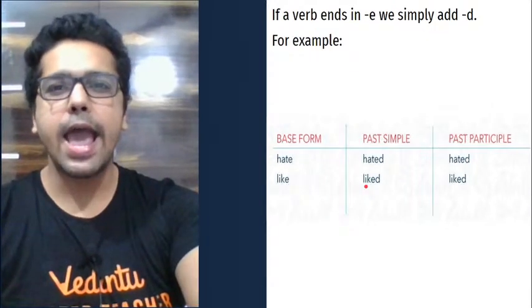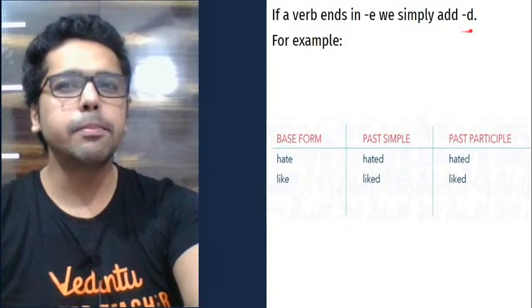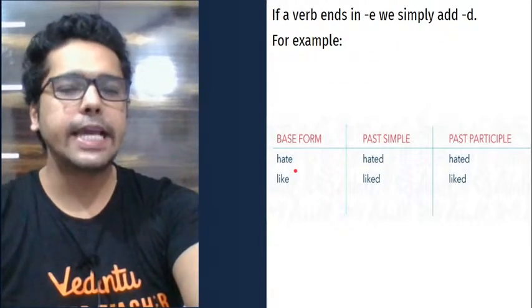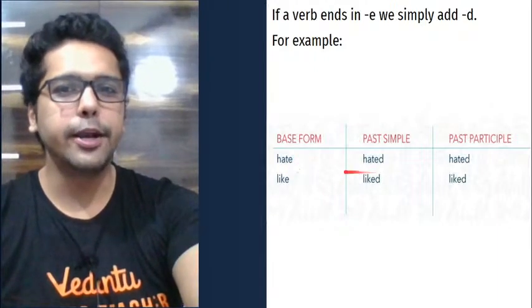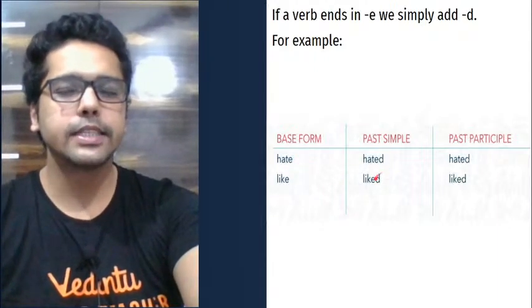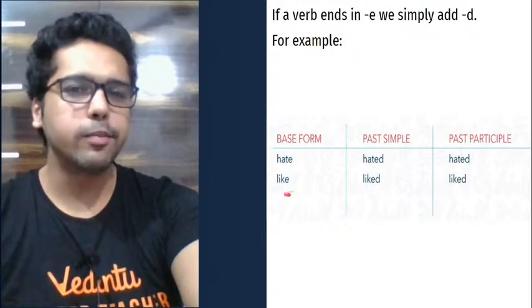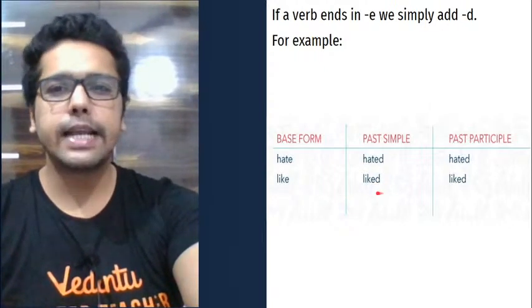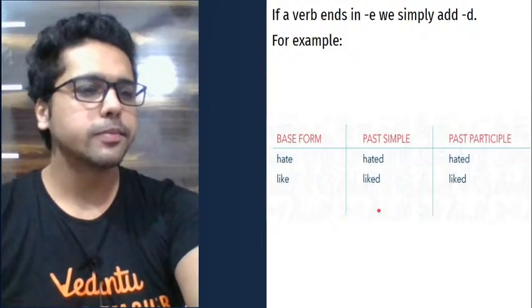Perfect. And if a verb ends in E already, we simply add D to it. For example, if you see hate, now I cannot add ed to it, right? I simply add d to it. So hate becomes hated. There's no need to add ed, because e is already there. So liked, simply add d to it. It's liked. These are also regular verbs.